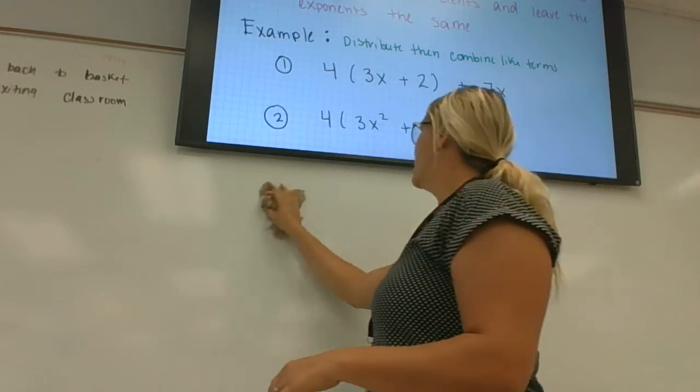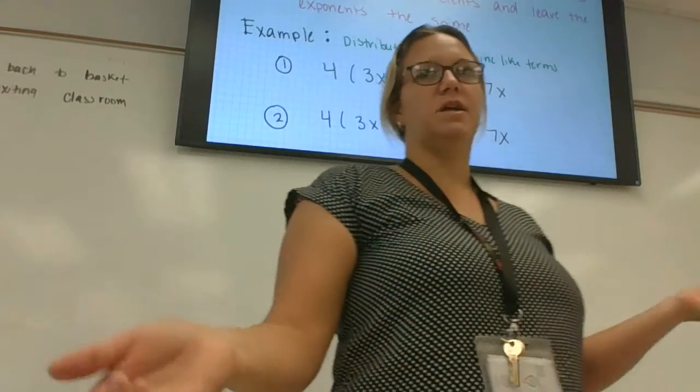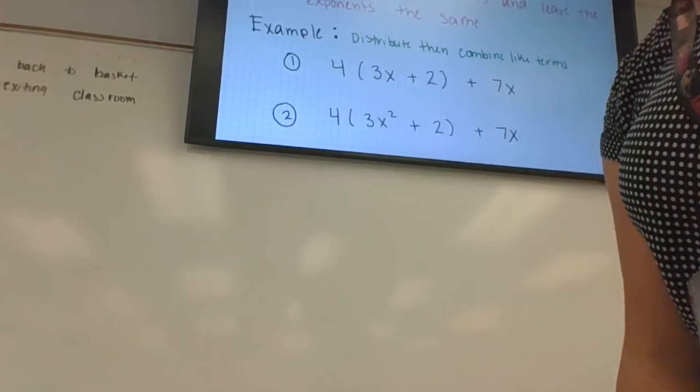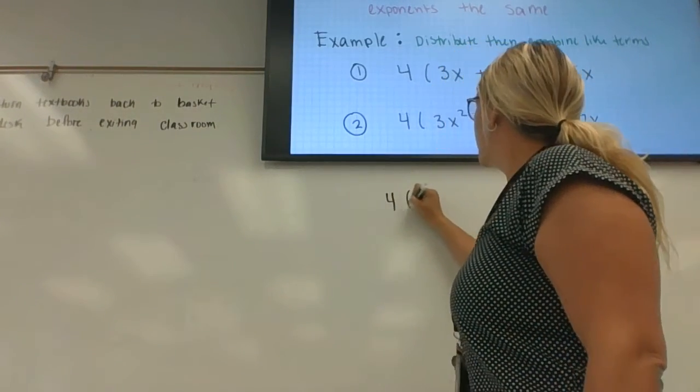If that x had been like a 5, then we would have done 5 times 5. But now, since we have a variable, we don't have that option. We don't know what x is, so we can't actually execute that exponent. So we jump right to distributive property.